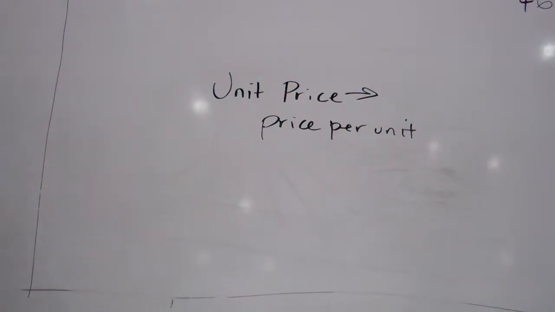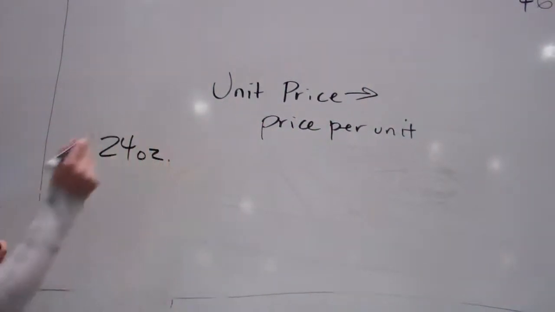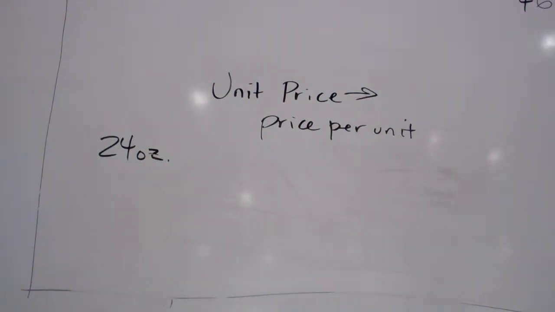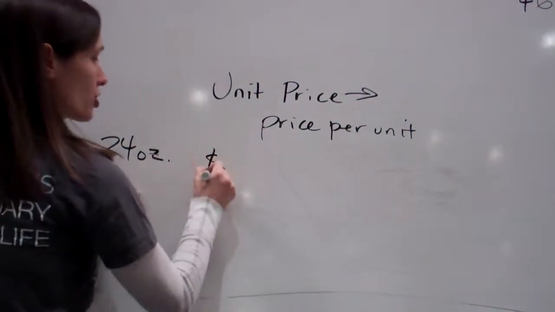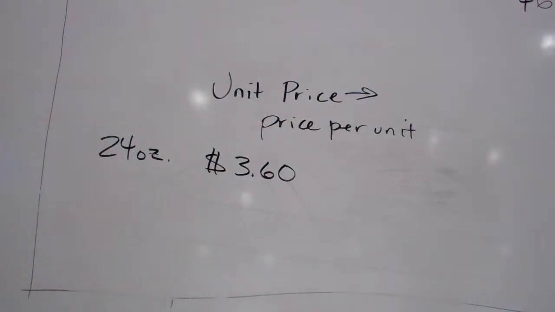It says, what is the unit price for a 24-ounce box of cereal? So I have a 24-ounce, that Z, I'm going to put a line through that Z so we know it's a Z and not a 2. A lot of people think that says 02. Okay, this is 24-ounce. So I have a 24-ounce box of cereal, and it costs $3.60. What am I going to do to try to figure out what is the price per ounce?